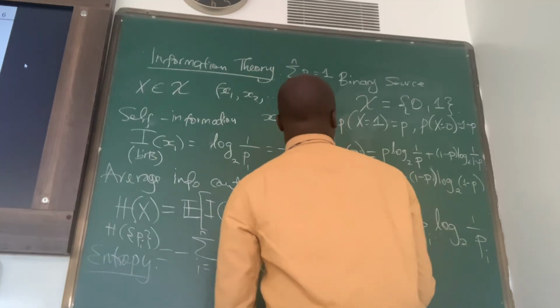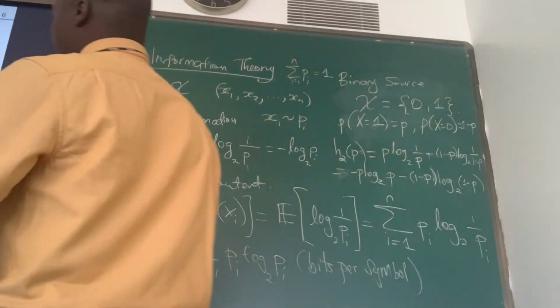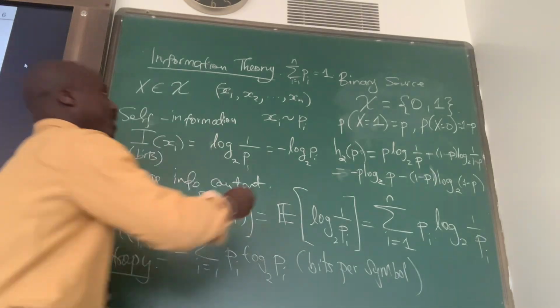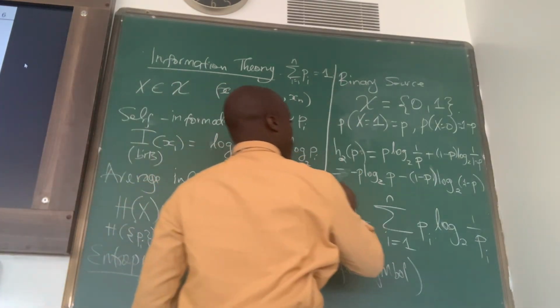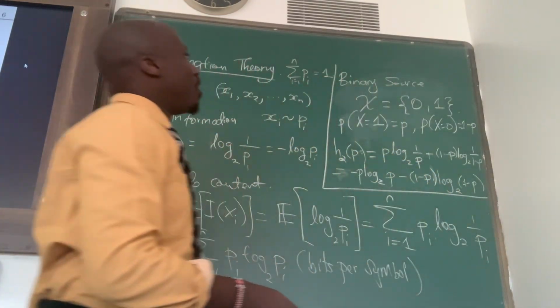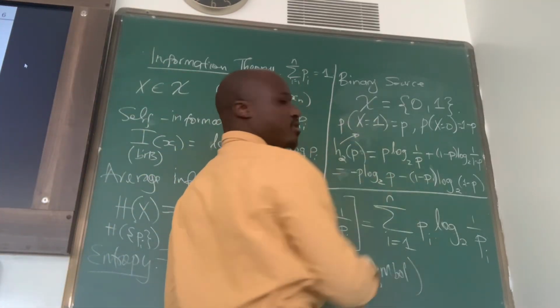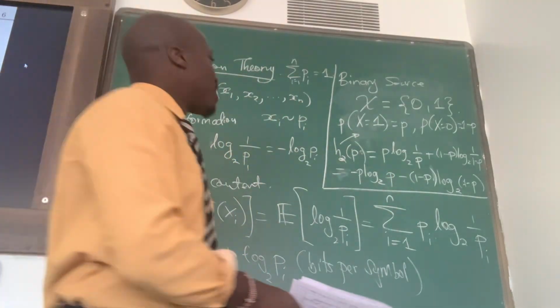So for a coin flip or a Bernoulli random variable, you can just get the entropy of a binary source. And this function here is called the binary entropy function.